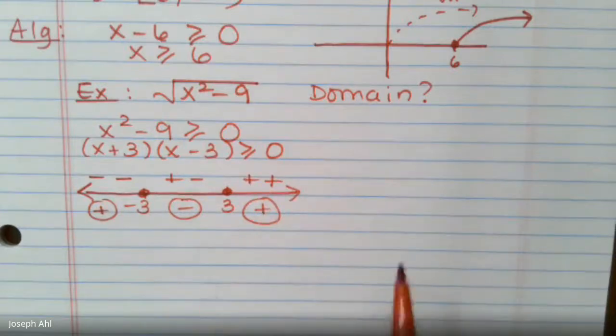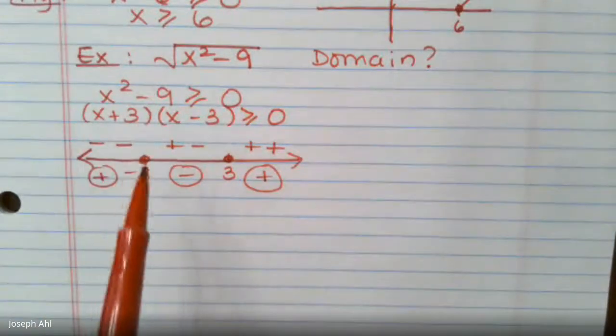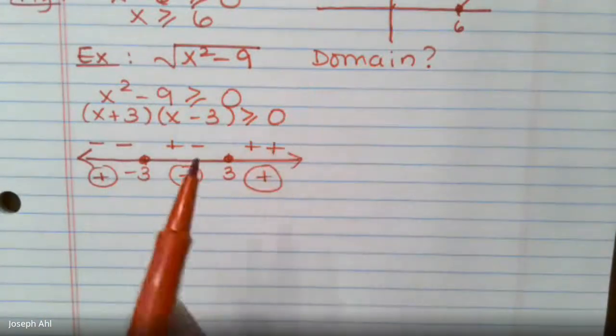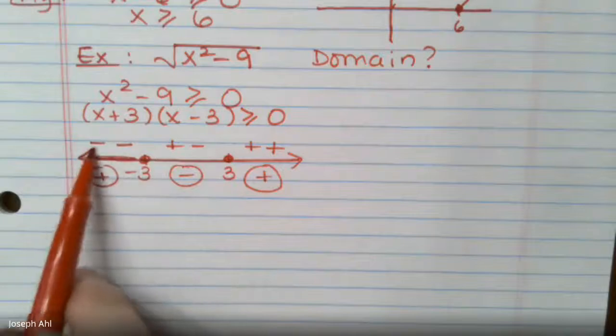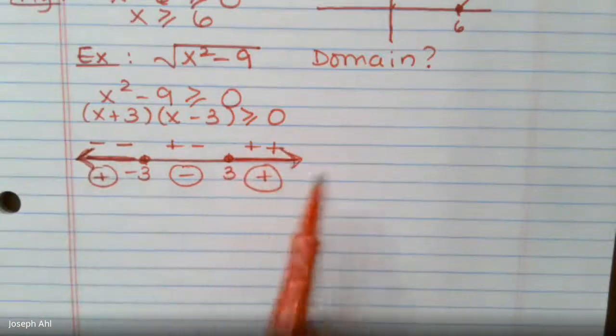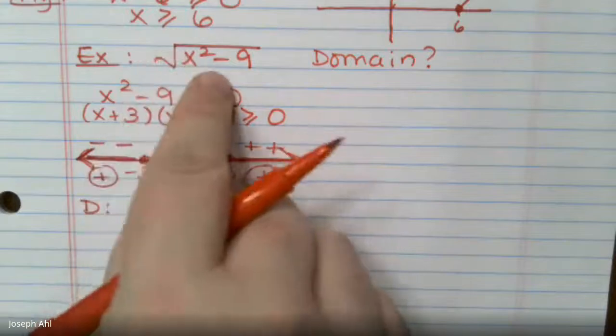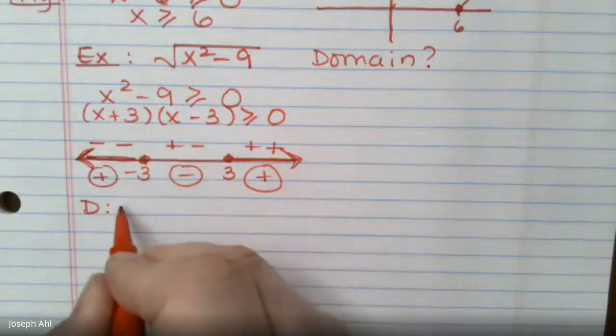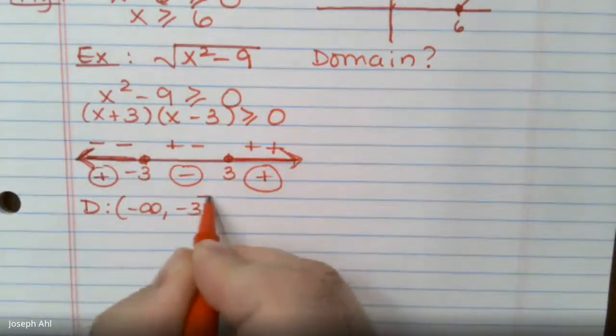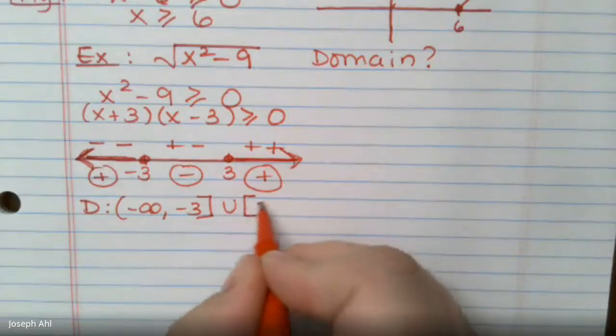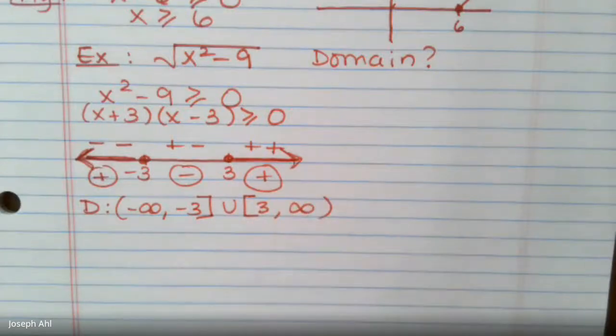Now, why do I say it won't be too much of a surprise? With quadratic inequalities, the signs usually alternate just like we have here. So we know we're going to shade to the left and shade to the right. So the domain of this function, square root of x squared minus 9, is negative infinity to -3, including that, and then 3 to infinity.